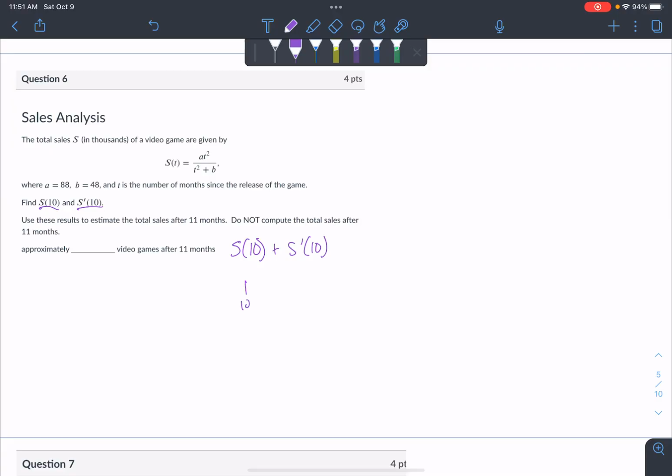So month 10 is here, and month 11 is here. We want to add the amount here to our instantaneous rate of change, and that should give you the estimated sales for month 11. But anyway, we need both parts. Well, let's first plug in the constants. So we have 88t squared over t squared plus 48. If we want to find S of 10, we just plug in 10 wherever I see a t.